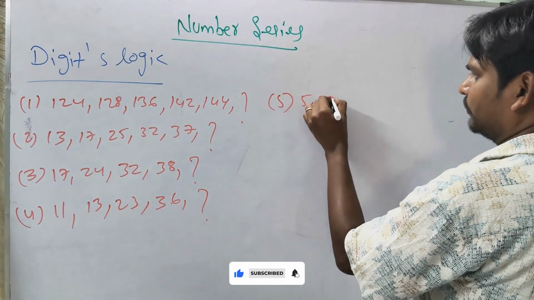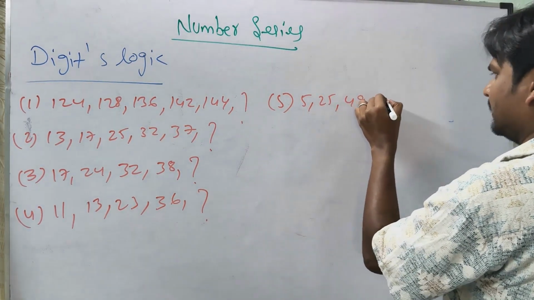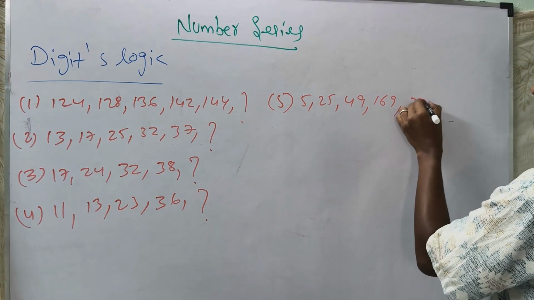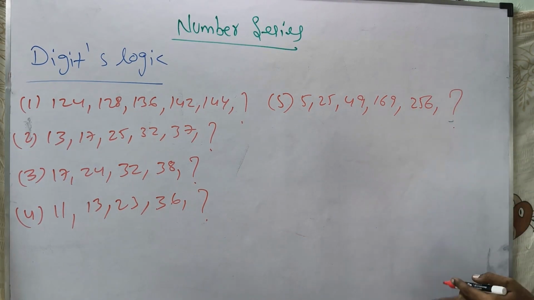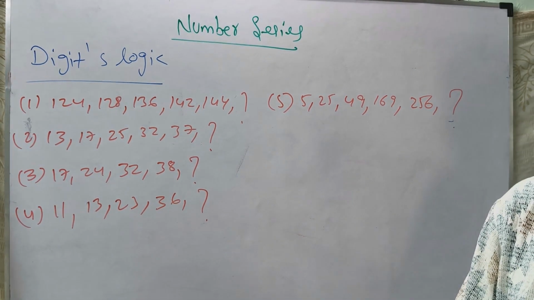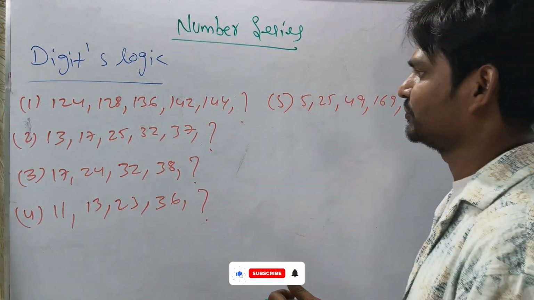5, 25, 49, 169, 256, what next? So like this, different ways they may ask you. Now one by one I will give solutions. Now all of you observe carefully.